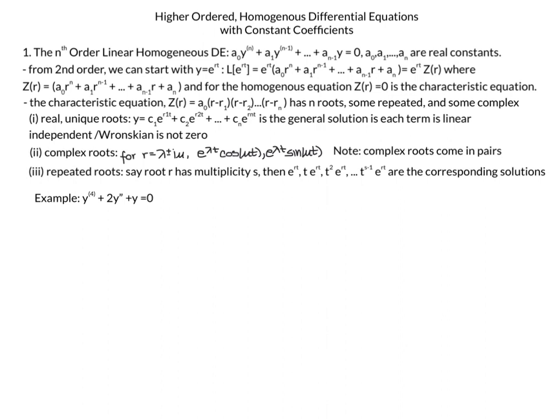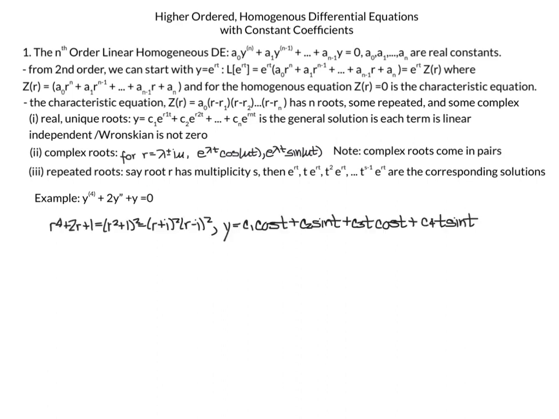This next example is repeated roots. The fourth derivative of y plus 2y double prime plus y equals 0. And this one we have for a characteristic equation, r to the fourth plus 2r squared plus 1 equals 0, and that's r squared plus 1 squared, which is r plus i squared times r minus i squared. So let's look at the r plus i.